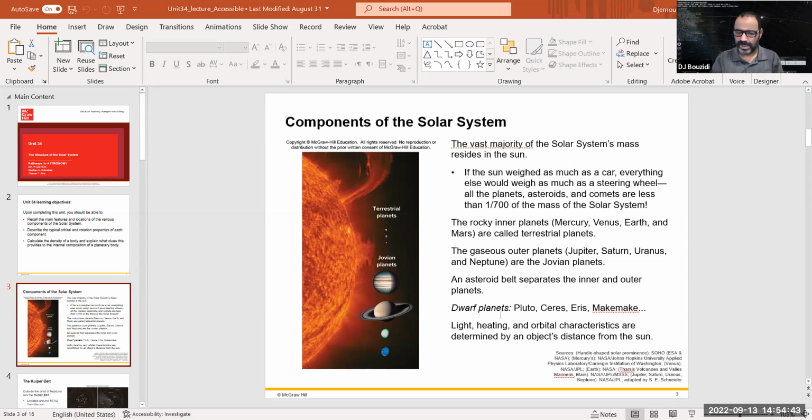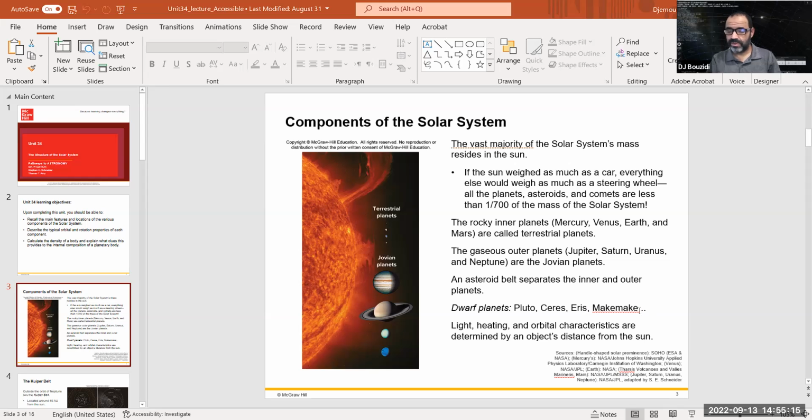In addition to that, you have dwarf planets. I mentioned Pluto, which is a TNO, trans-Neptunian object, mainly past Neptune. And then you have Ceres, which I mentioned already as being an asteroid belt object, between Mars and Jupiter. And then you have Eris, another dwarf planet that is in the Kuiper belt also. And you have Makemake, which is part of the same region.